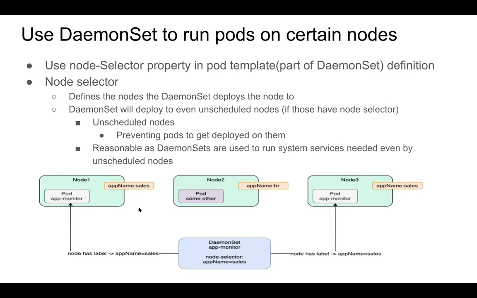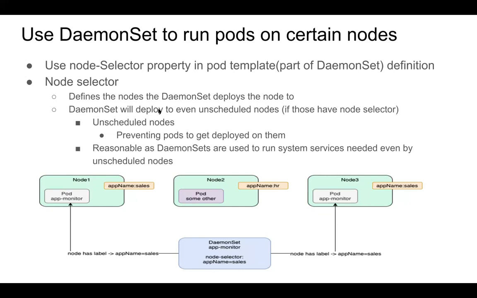So take an example. If I want to run on certain nodes, how does that work? Use the node selector property. I think we had discussed it in the past. This node selector property goes in the pod template, which is part of the DaemonSet definition. So what is node selector? It defines the nodes the DaemonSet deploys the pod to.